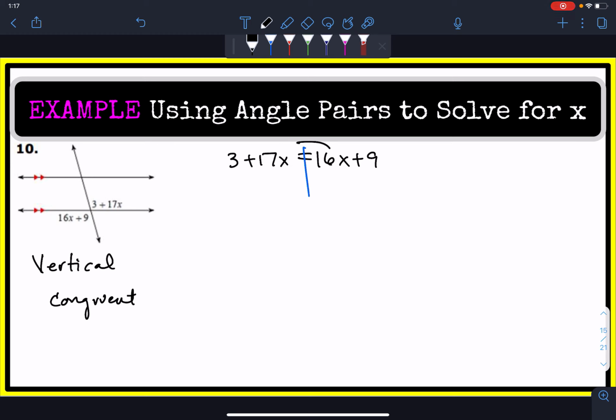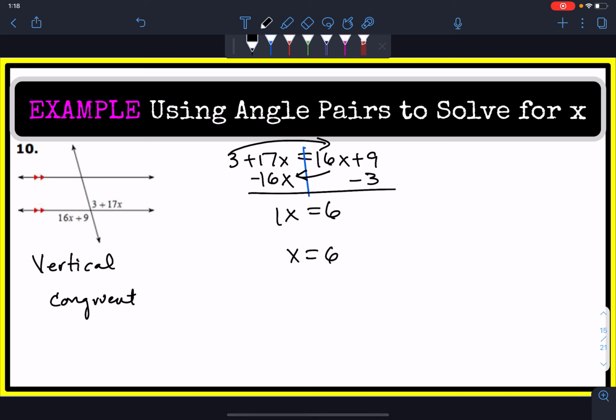Let me do this way. Letters to the left and numbers to the right. We're going to get negative 16x, negative 3, and 1x is equal to 6. So x is equal to 6, because we're going to divide by 1. So x is going to equal 6.